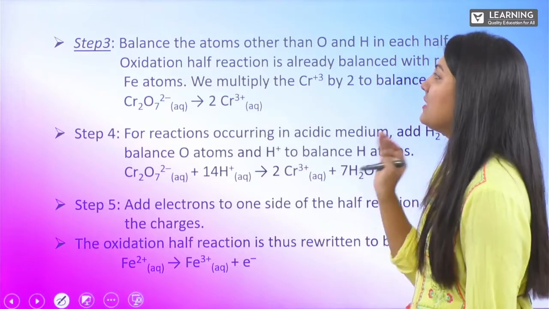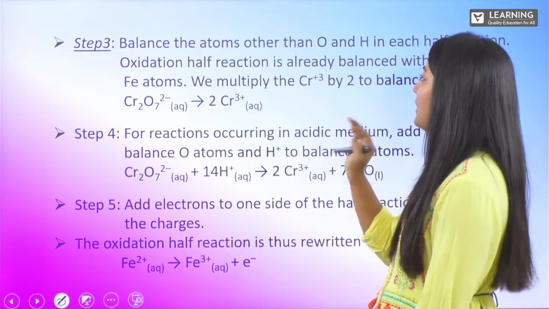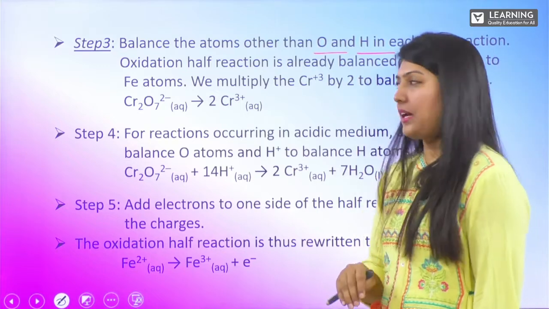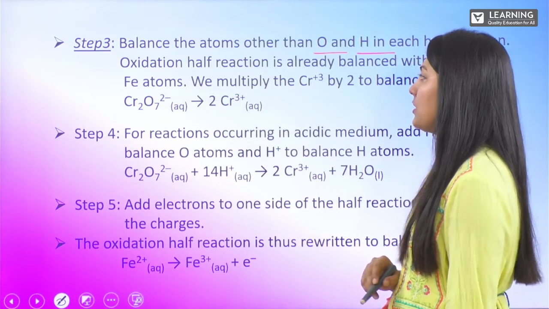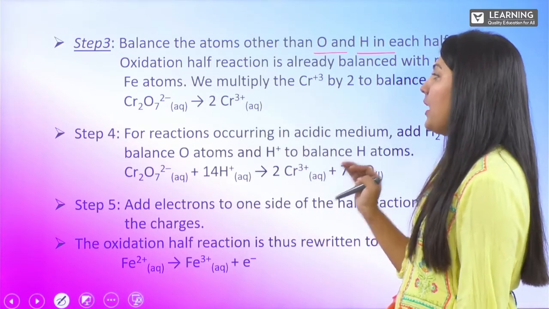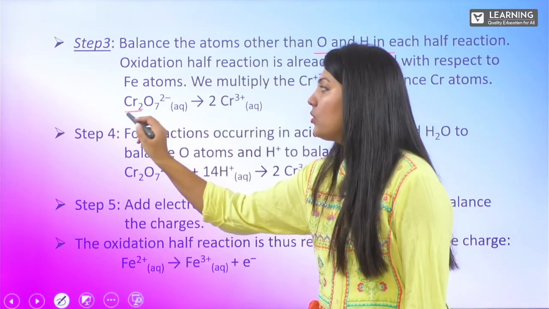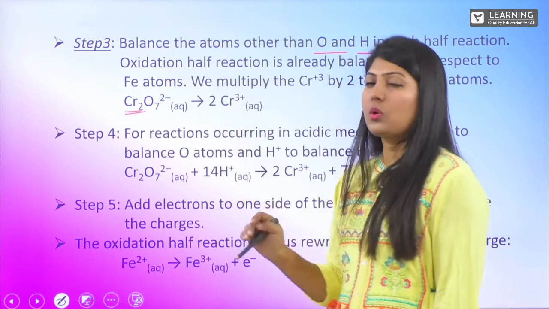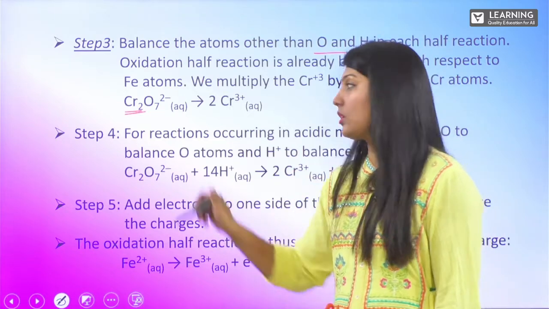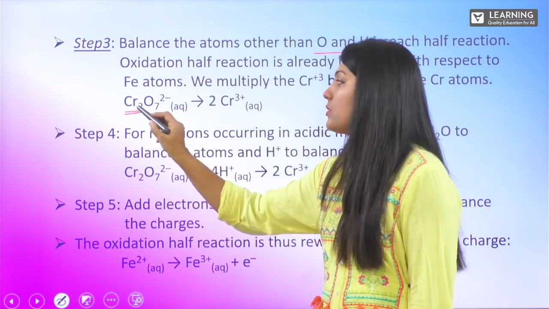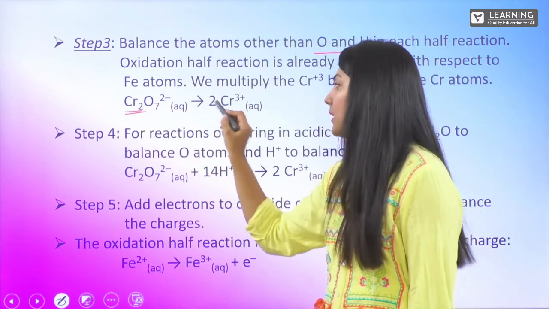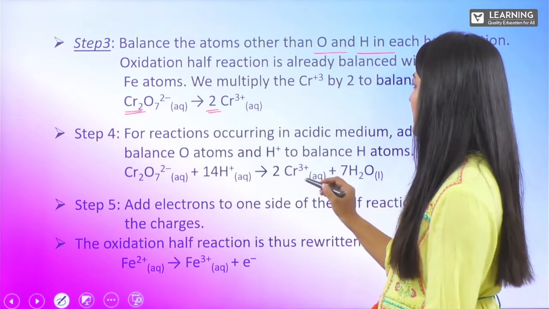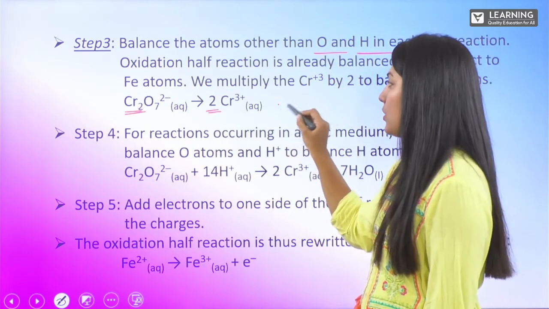Next, balance the atoms other than oxygen and hydrogen in each of the half reactions. We are taking the half reaction here, we have to balance it. How to balance it? We have two chromium here, whereas here only one. So we need to balance the chromium without oxygen and hydrogen. So oxygen you should neglect it. So 2 chromium atoms, I am adding 2 here. Okay, since we get this balanced equation for chromium.